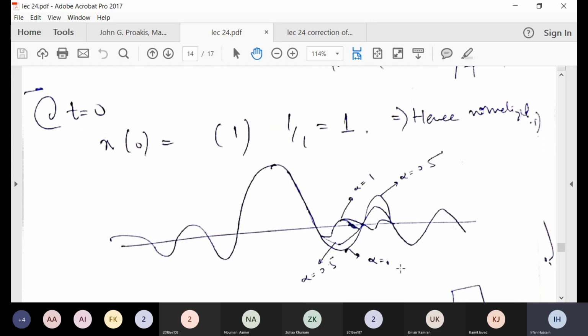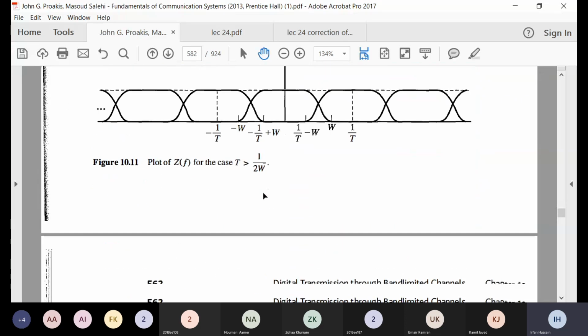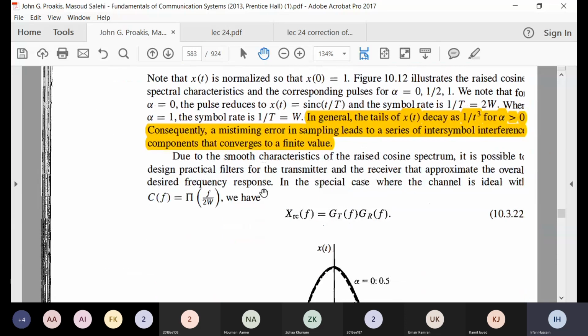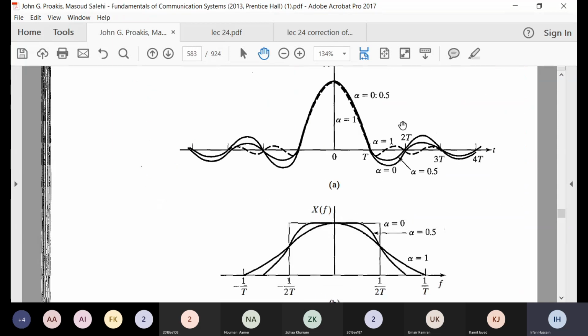And these are the various figures for alpha 0, 0.5, and 1. You can see a better diagram in the book here. This alpha is also called the roll-off factor. For different values of alpha you have modified pulses, and these values are shown.